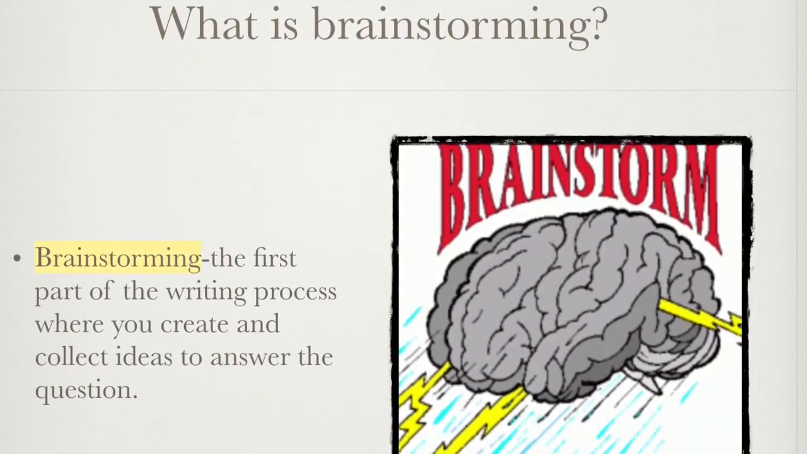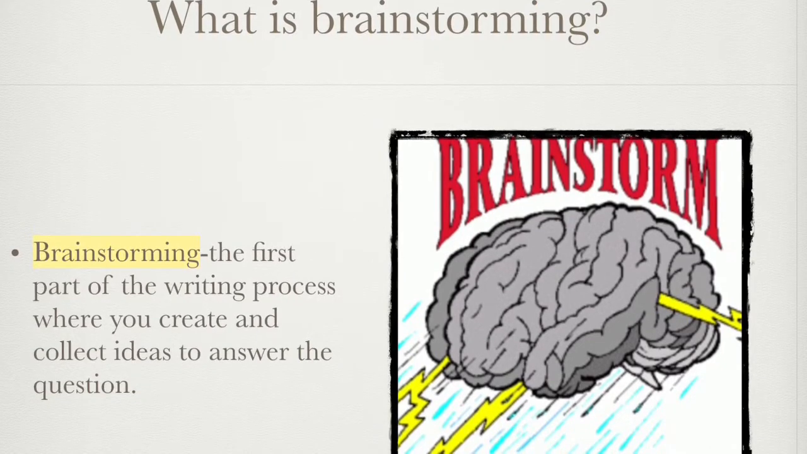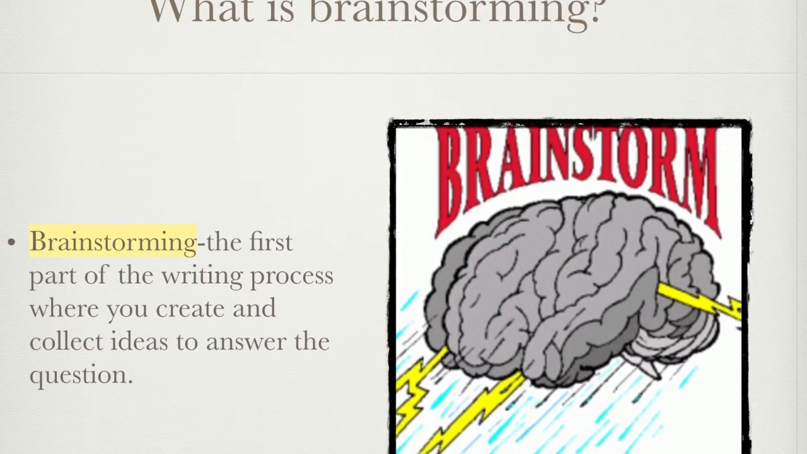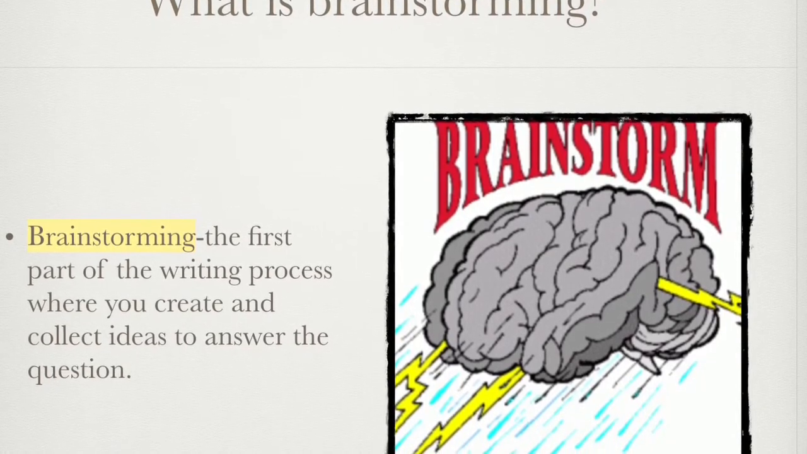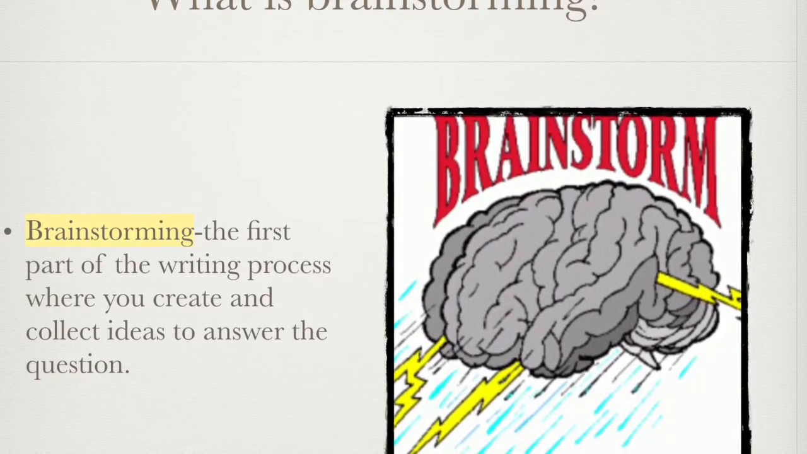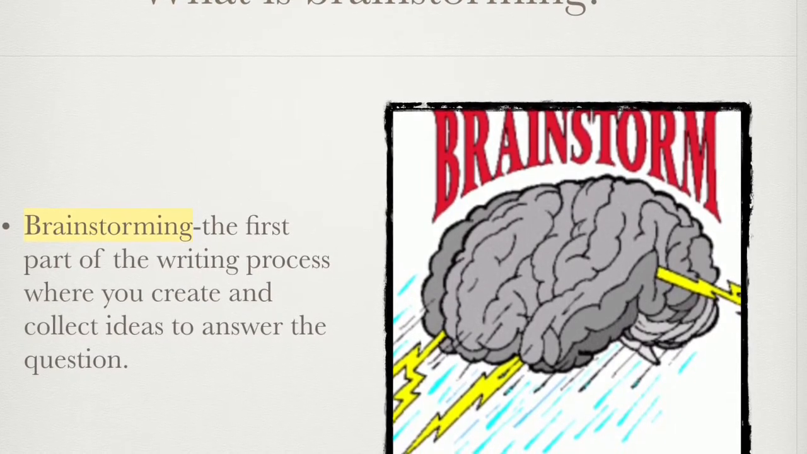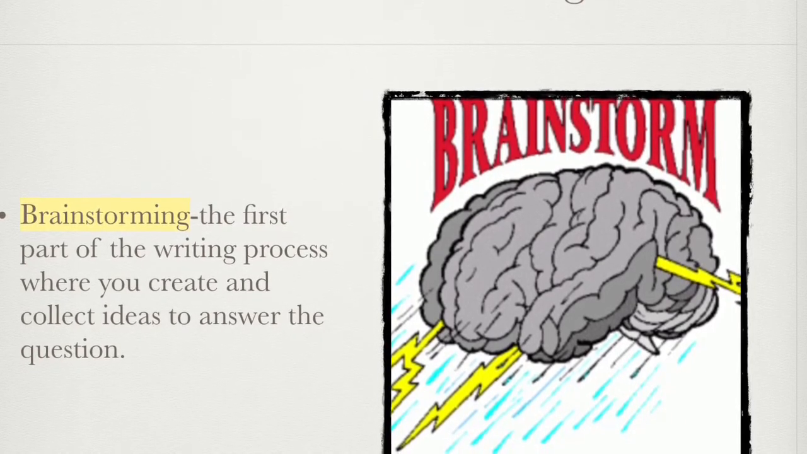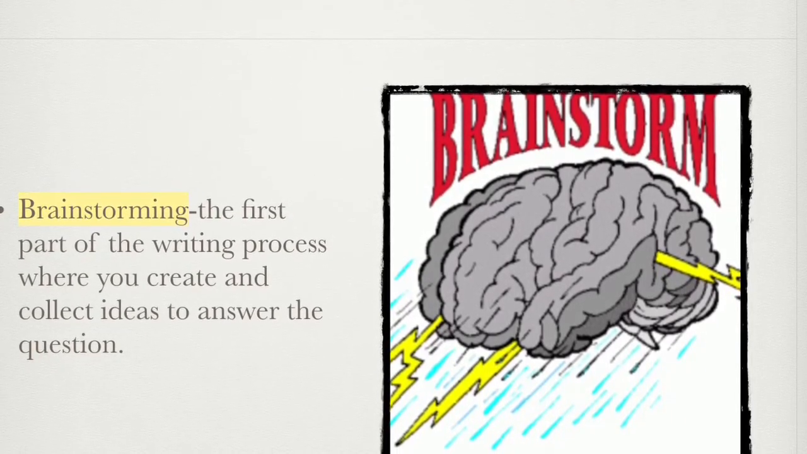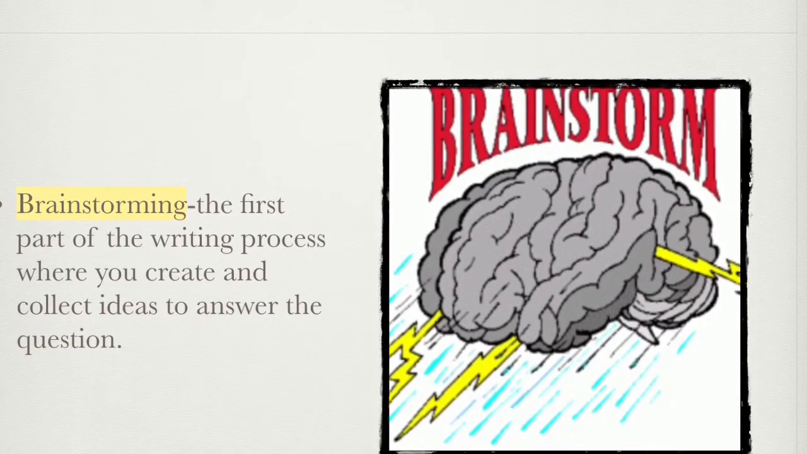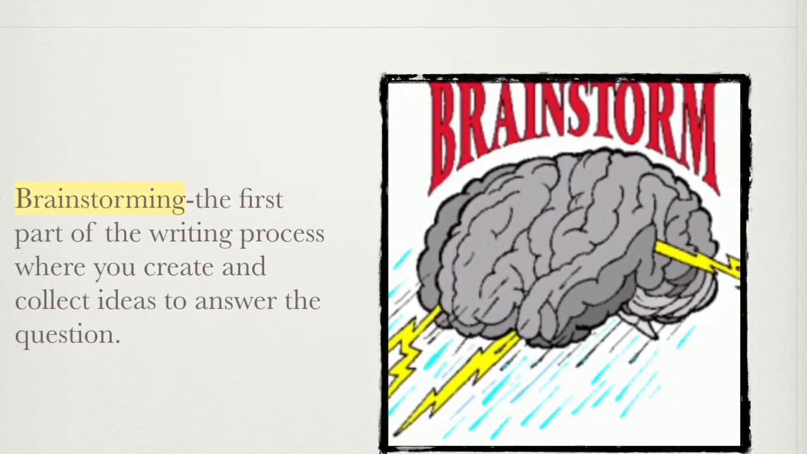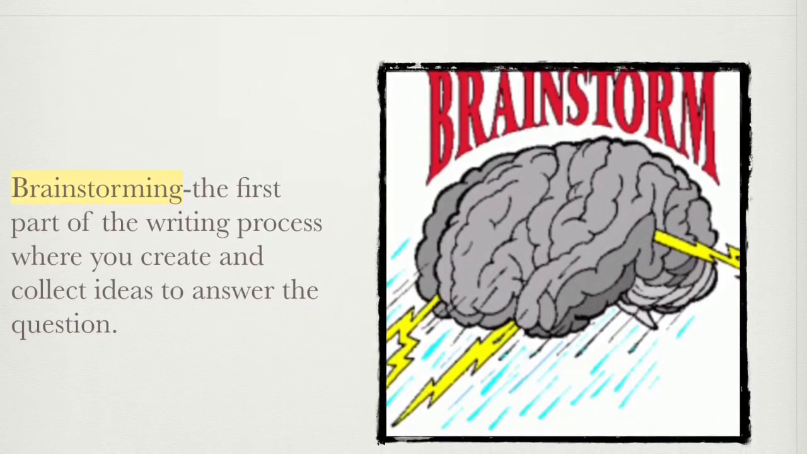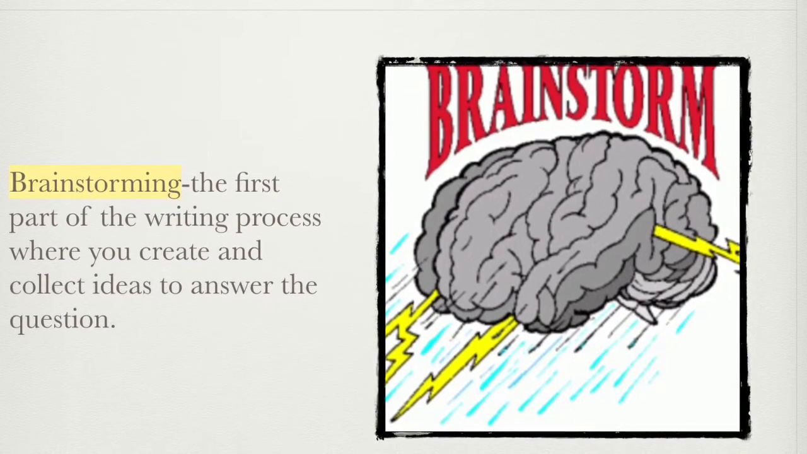Okay, so a good place to start is what is brainstorming? Brainstorming is the first part of the writing process where you create and collect ideas to answer the question you've been assigned. So this is the very first part of writing, and it's really important to remember that this part is very informal, meaning you shouldn't be overly concerned about spelling or how neat your handwriting looks, or even, quite frankly, how good your ideas are. At this part of the process, you want to get all your ideas that are related to your topic on paper. So that's what brainstorming is. Make sure you write down the definition to that term because it's one of your highlighted yellow words.